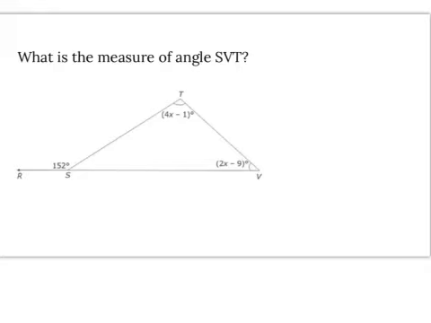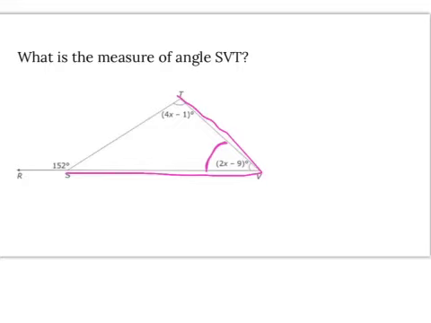Alright, so to review a different angle problem, we're looking for the measure of angle SVT. So first of all, I need to figure out what angle that is. I start with where my S is, S, then I go to V, then I go to T. So I'm looking for this angle right here, which is represented by 2x minus 9. That means in order to find the angle, I first have to find out what x is.